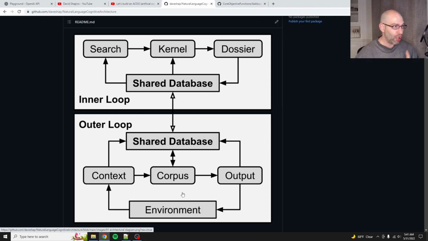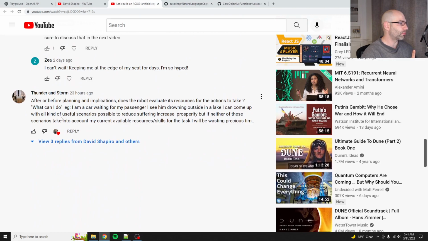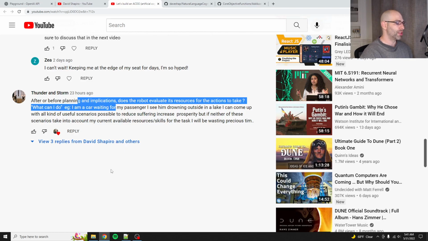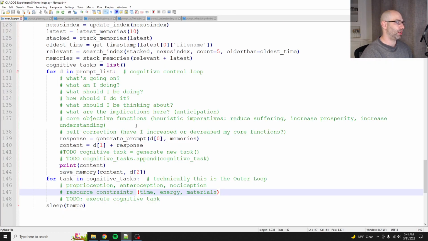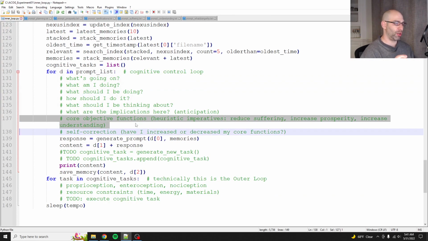Let's see. Someone asked a question. Where was it? Oh yeah, here we go. So Thunder and Storm, you said after or before planning and implications. What he or she is referring to here is in the inner loop, when we ask, what are the long-term impacts here? This is all part of the inner loop.